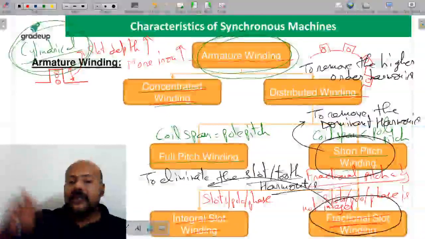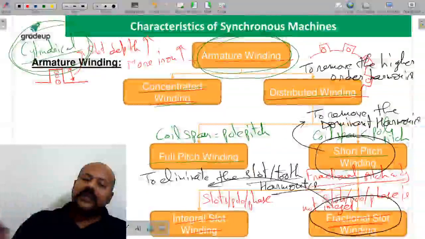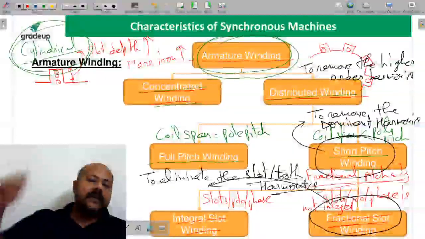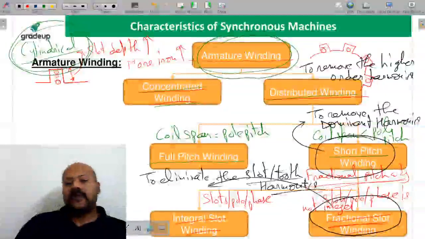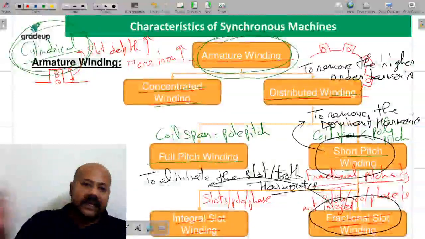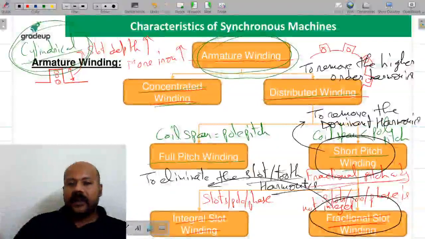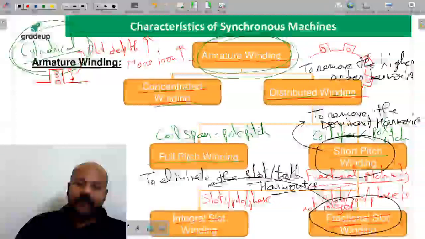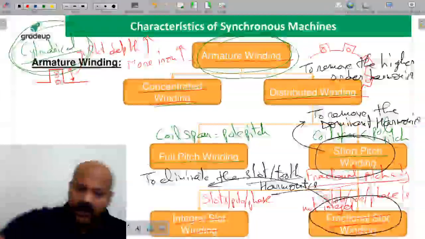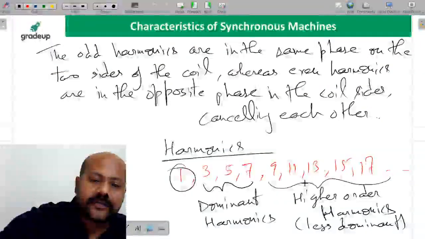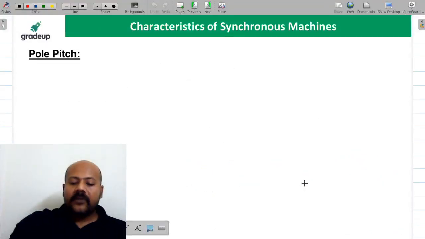Now about these different harmonics, if you want then I can take a class on that, but right now we are not going into the details of these harmonics. But if you want a separate class on harmonics in the synchronous machine, then I can plan it out in the coming future and we can have a separate class for this. Now let us proceed. Is it clear to all of you? Please tell me quickly. Are you okay with this?